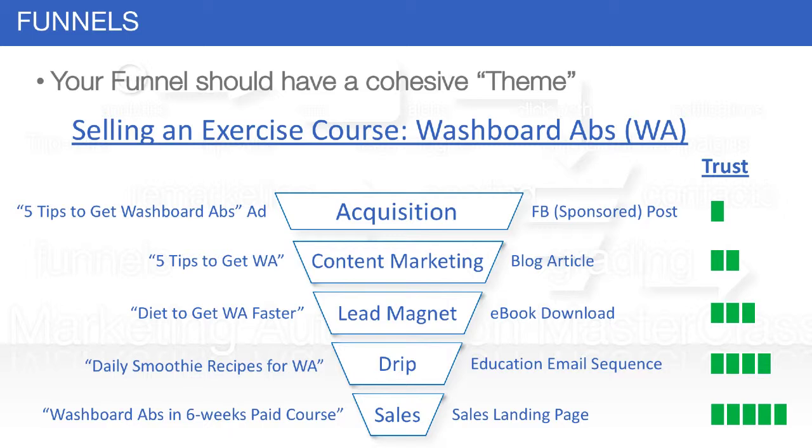And notice on the right here we have our trust meter. They're just starting to build a little bit of trust with each touch point or each piece of content that we expose them to or they interact with in that user journey. So once they read that blog article, they're interested, they really like us. Well, look, on the sidebar, or maybe as an interstitial banner on that page, we have our lead magnet, which is a diet to get washboard abs faster. And that's an ebook download.